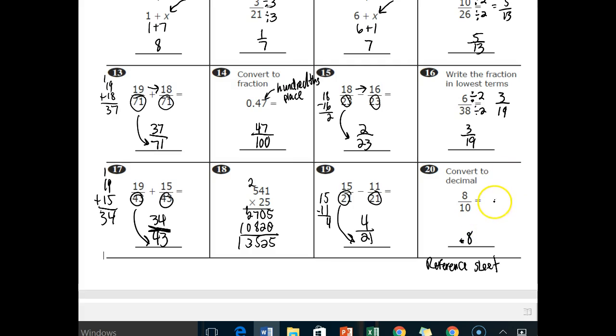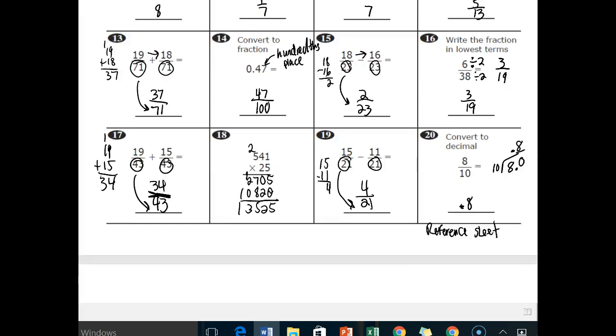Another way to do it is to say, hey, 10 goes into 8. Oh, it doesn't. So I put a decimal, decimal, 0. 10 goes into 80 eight times. That's how I get 0.8 if I don't have my tenths memorized.